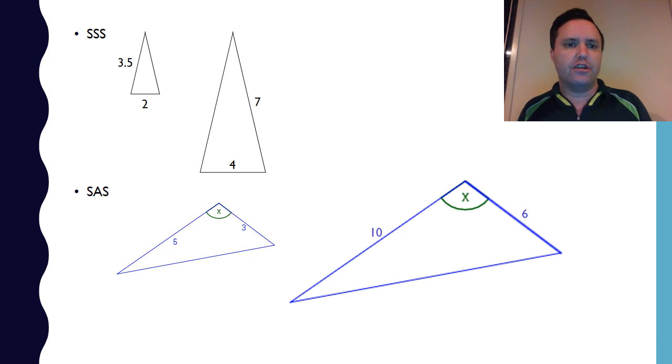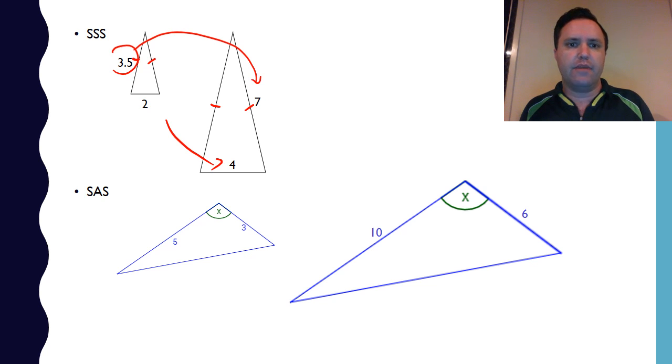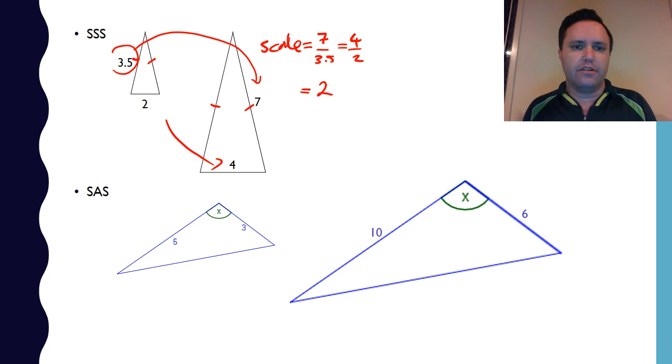All right, next one, side, side, side. I'm going to turn these into isosceles triangles. So side, side, side works for these as well. As you can see on our corresponding sides, 2 and 4 match up, 3.5 and 7 match up. So our scale factor for this one is equal to 7 over 3.5, which is the same as 4 over 2, and so our scale factor for this one is 2. So you can sort of see how that works.